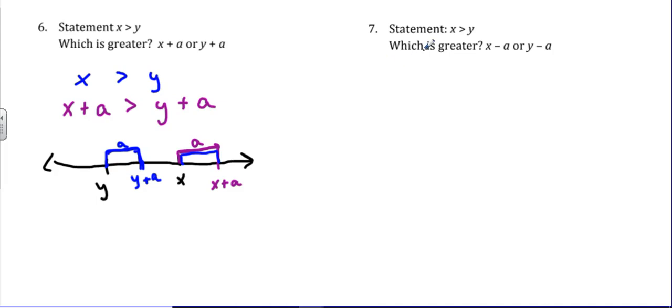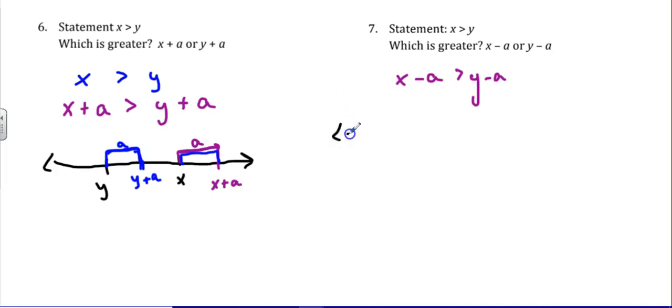Let's take a look at number 7. It's the same type of problem except we have subtraction. So it's the same type of answer except we'll just have the subtraction. We know that x minus a is still going to be greater than y minus a because both sides are being decreased by the same amount.